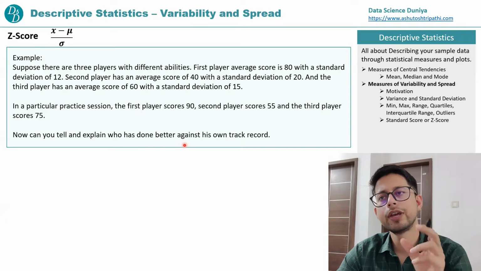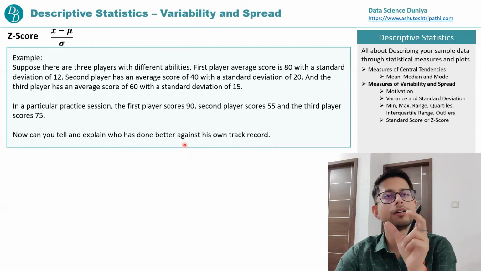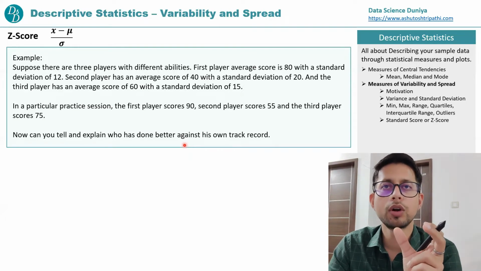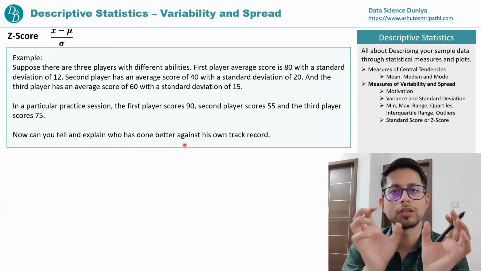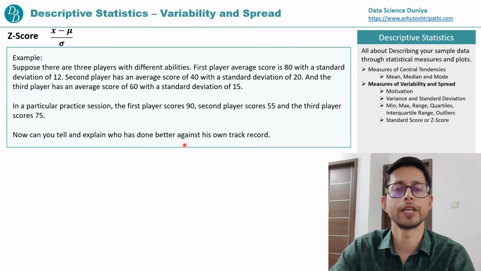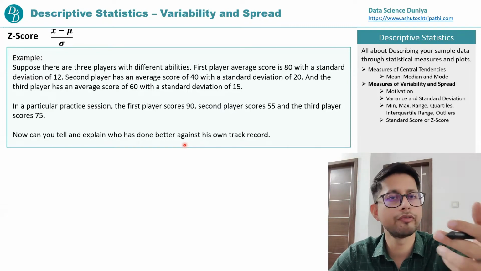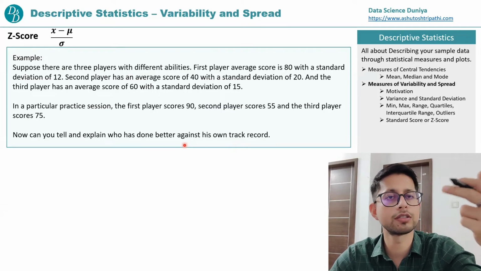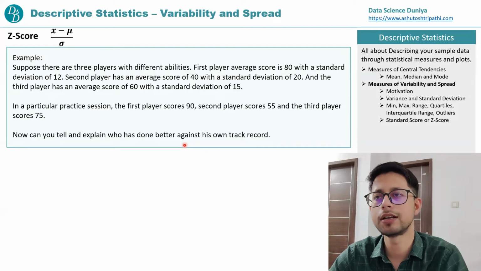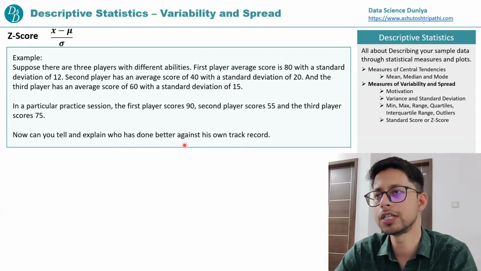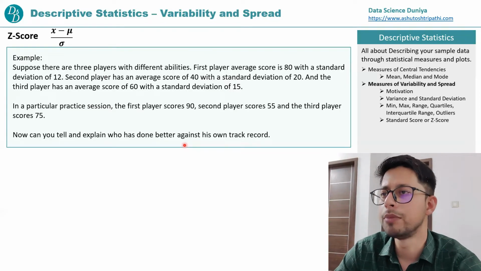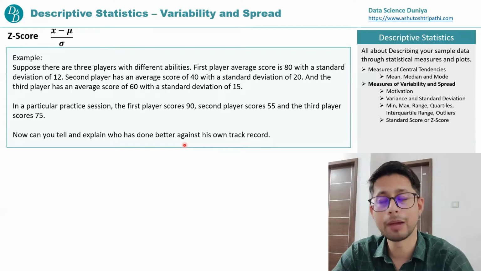So when we want to compare different skill sets, when two entities are not on the same page, how do we compare them? That's where we use Z-score. In more advanced concepts, we also use ANOVA, analysis of variance, which comes in later stages. But today we are discussing Z-score. It's a very basic concept, but very impactful.